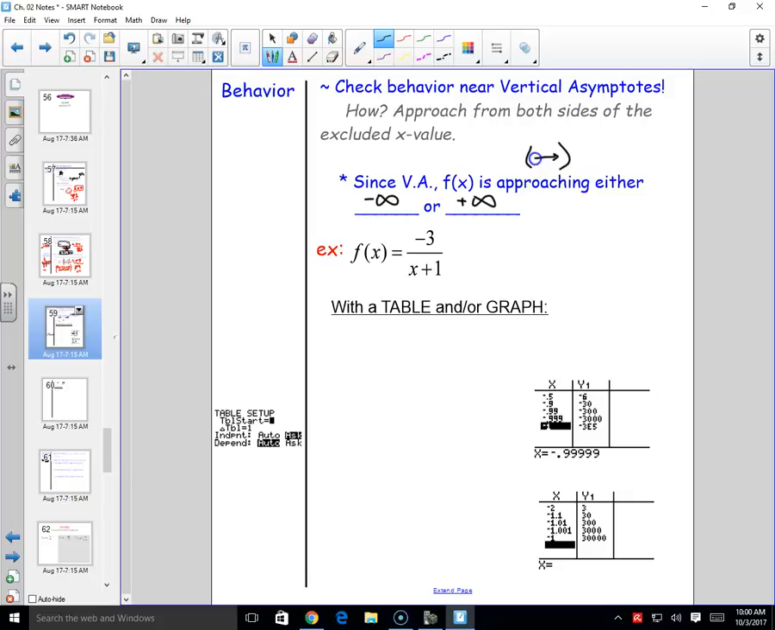We need to figure out what F is approaching. It's either going to be going up as it skims the vertical asymptote, or it's going to be coming down. So the first way to figure this out is with a table and/or graph.